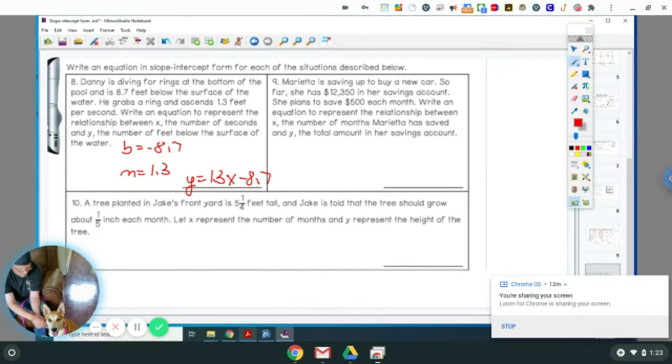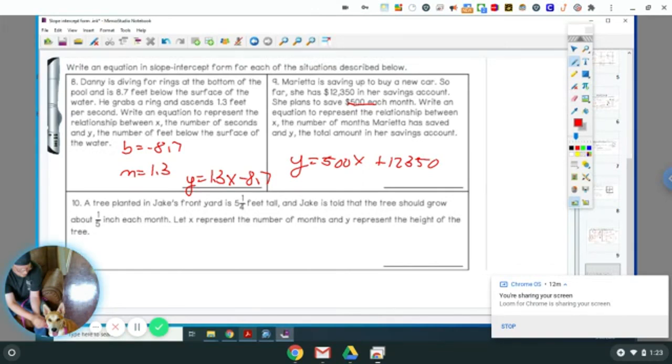All right, number 9, Maria is saving to buy a new car. So far she has $12,350 in her savings. She plans to save $500 each month. So your equation would be y is equal to 500x plus the $12,350 she has already saved.